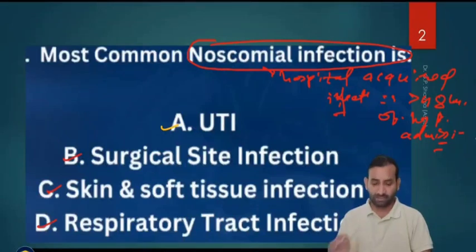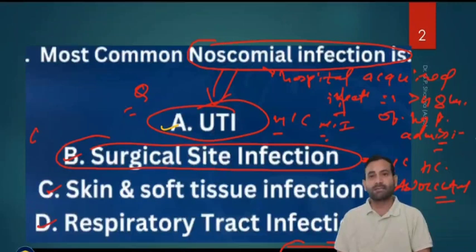Is that okay? And here we have the surgical site infection. Surgical site infection is the most common healthcare associated infection. This is another question in the exam. So if they ask you in the exam what is the most common healthcare associated infection, the answer should be surgical site infection. And if they ask you what is the most common nosocomial infection, your answer should be what? The UTI. Is that okay? Hope you understand.